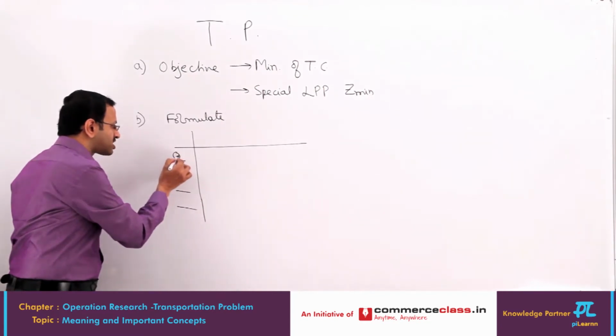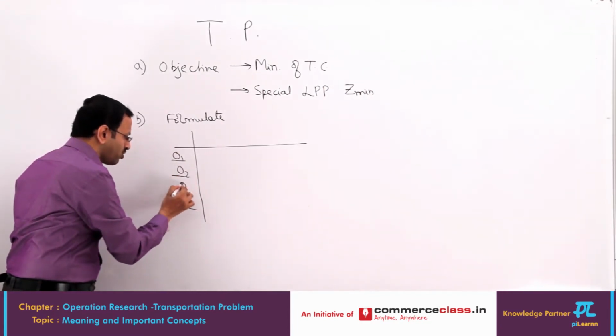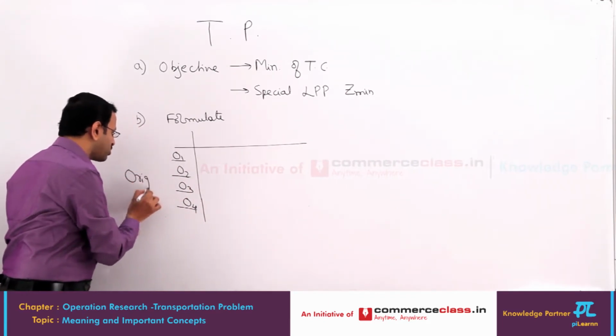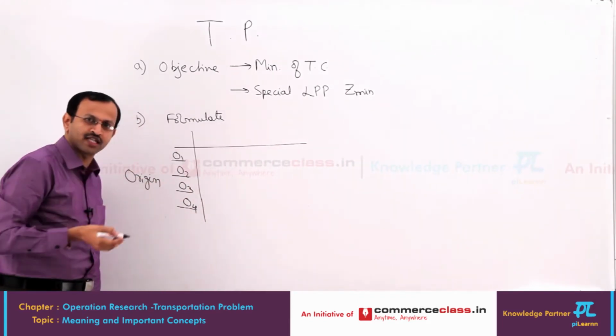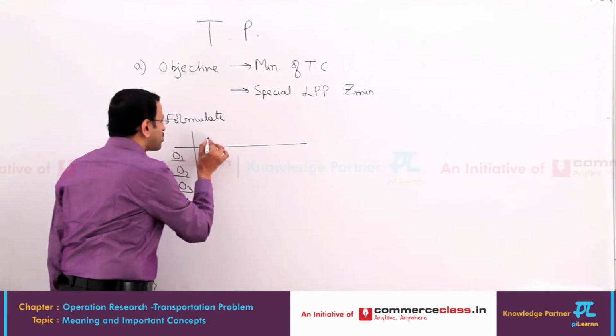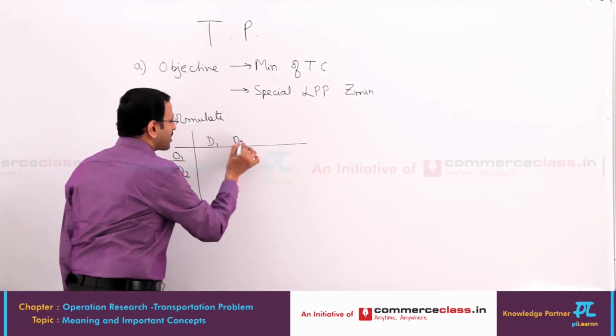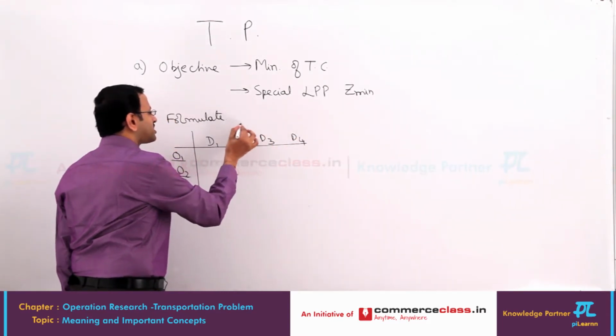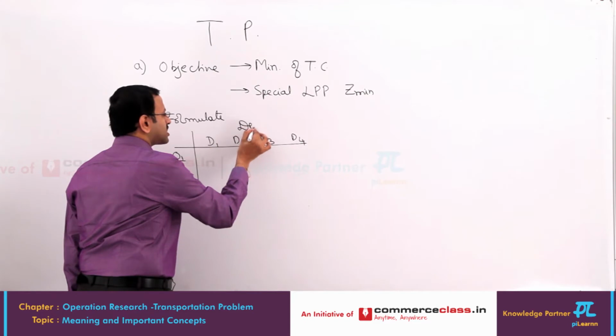I will call these O1, O2, O3, O4. O means origin, where goods are produced, manufactured. They should reach various places. I will call them D1, D2, D3, D4. We will call these destinations.